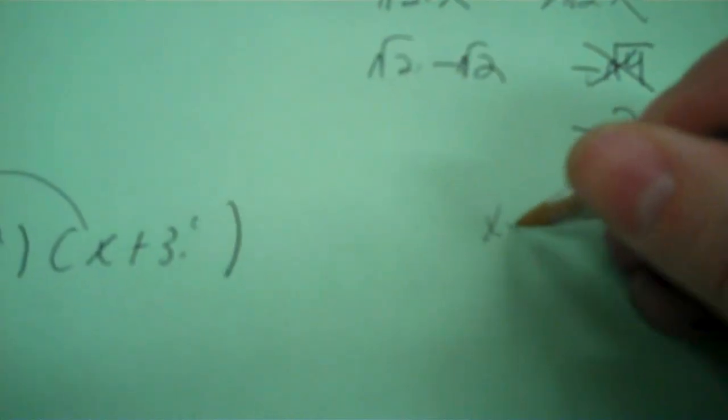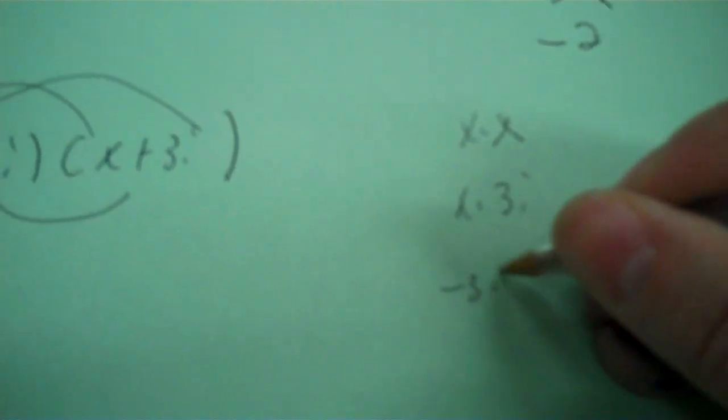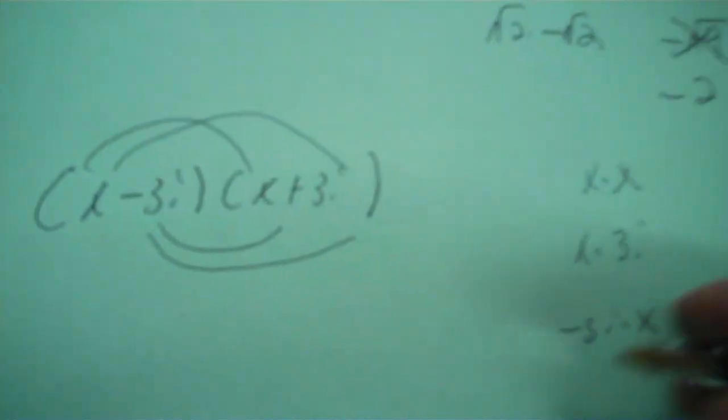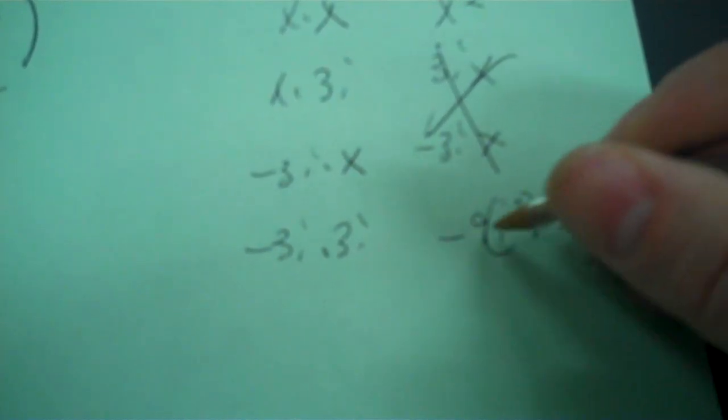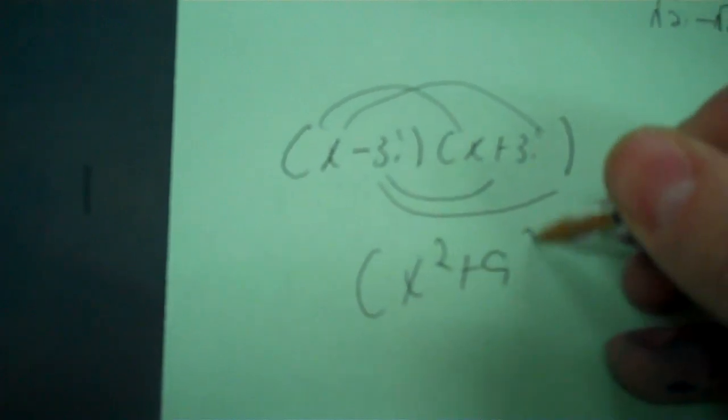So, x times x, that'd be x times 3i, negative 3i times x, and then negative 3i times 3i. X squared, 3ix, negative 3ix, see ya. That's negative 9i squared, but i squared's really negative 1, so that ends up as 9. So this is x squared plus 9. Now let's discover how we can get that quicker.